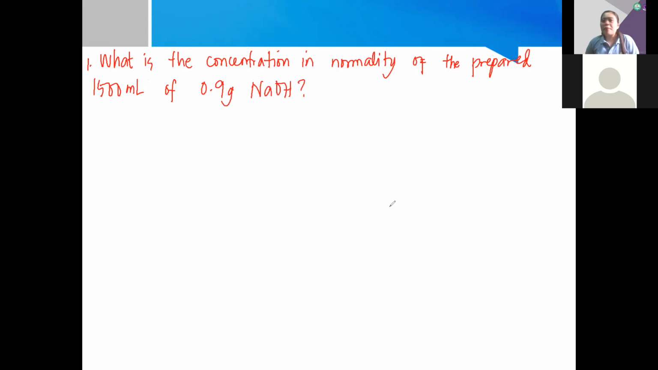So, ganito yung mga problems mostly sa board exam. Pinapa-compute sa inyo ang normality. So, please read the problem and try to understand the problem, class. Ang nakalagay dyan, i-compute mo daw yung concentration in normality sa prepared na solution. So, anong ginawa sa solution? Merong 0.9 grams na NaOH, and then dinisolve sa water, and then yung volume niya, ang total is 1,500 ml.